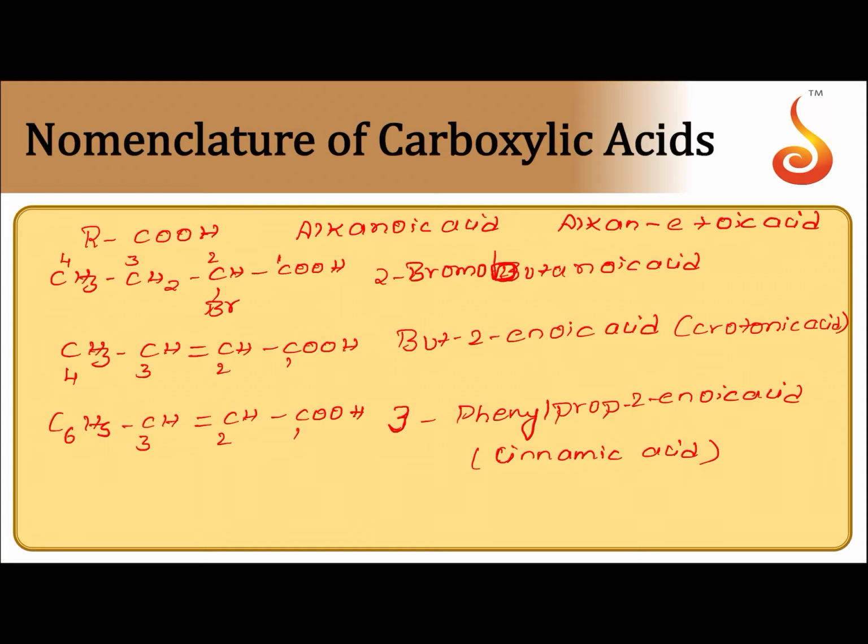That is about monocarboxylic acids, meaning having only one COOH group. So far we learned how to name monocarboxylic acids in the IUPAC system. Now let us see how to name dicarboxylic acids.